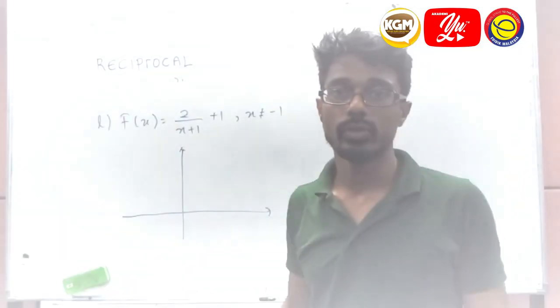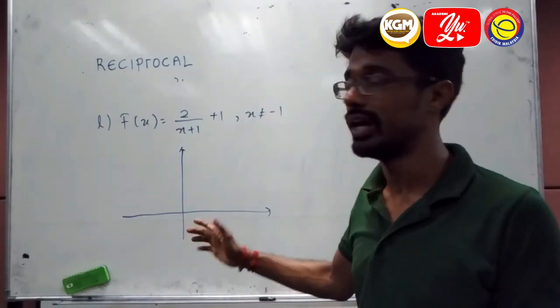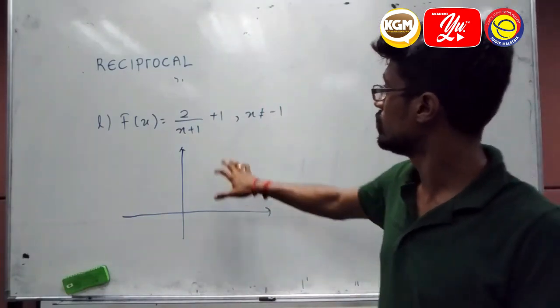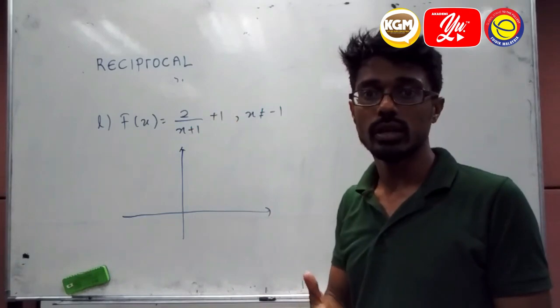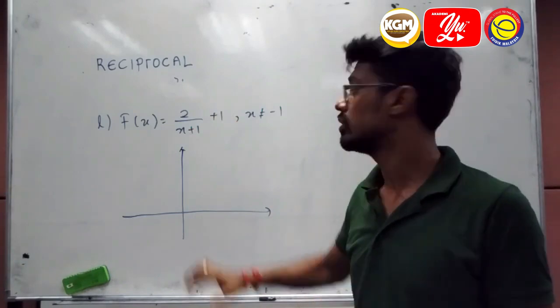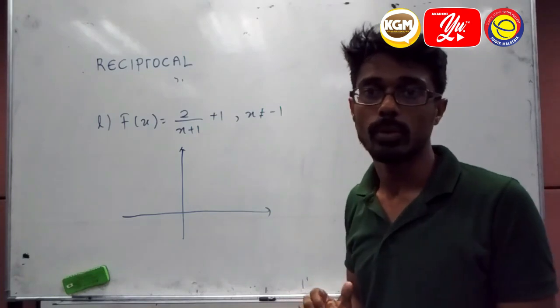Hey guys, if you watched the previous video, you should know the tips and tricks in order to sketch the reciprocal. So we are at the second example. So if you see here, okay, this is the reciprocal function that we need to draw. So the first thing that you have to make sure is your x is positive. So here, that is sorted, so no problem.